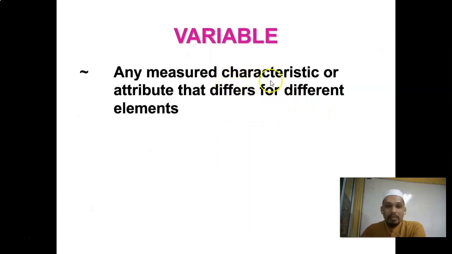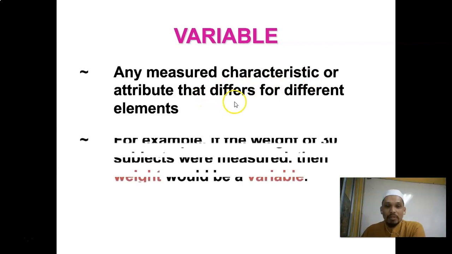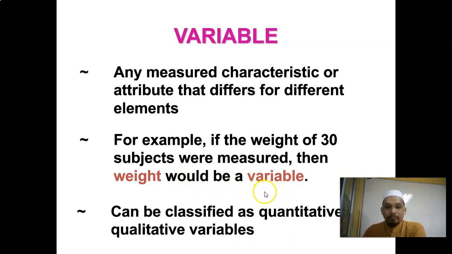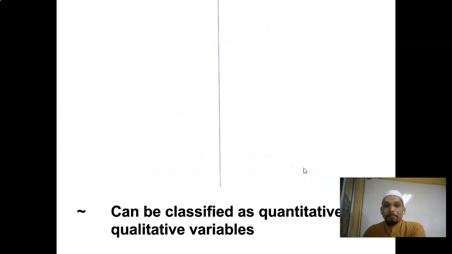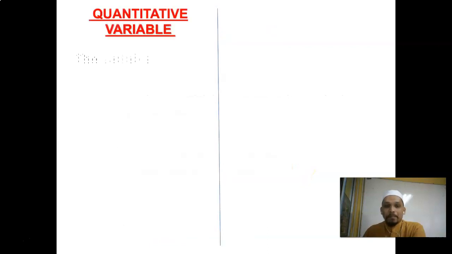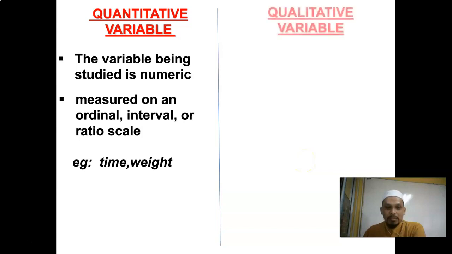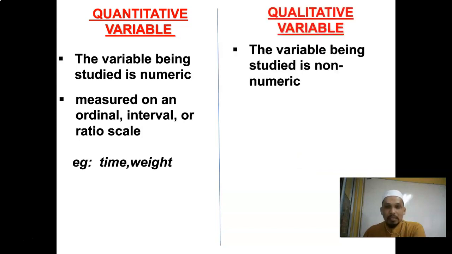A variable is any measure, characteristic, or attribute that differs for the different elements. For example, if the weight of 30 subjects were measured, then weight would be a variable. Variables are classified as quantitative or qualitative. Okay, so for a quantitative variable, the variable being studied is numeric. As you see here now, it is time and weight.